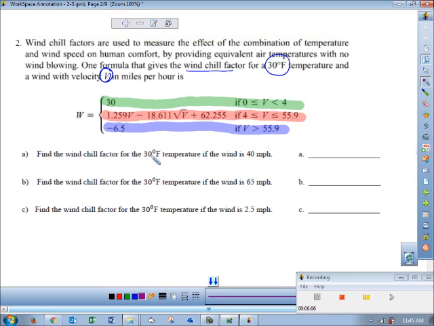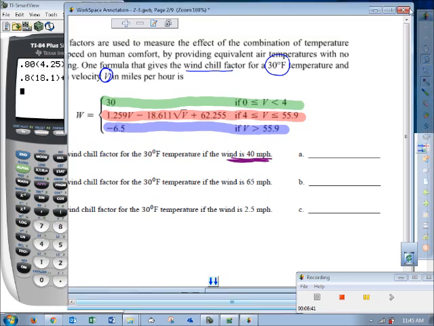It says find the wind chill factor for a 30-degree temperature. I should mention that this particular function, this entire piecewise guy, only works if the regular temperature with no wind is 30 degrees Fahrenheit. If we were at 60 degrees, you'd have a whole different function. So it says find the wind chill if the wind is blowing 40 miles per hour. We got to figure out which function we're going into, red, green, or blue. 40 falls into the red zone.